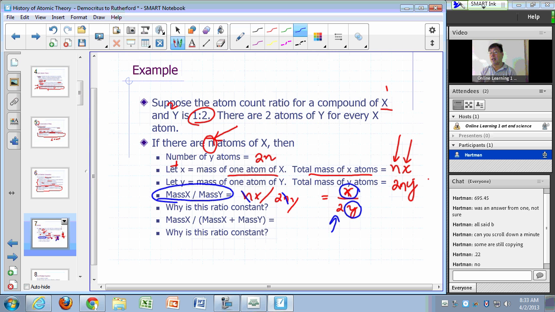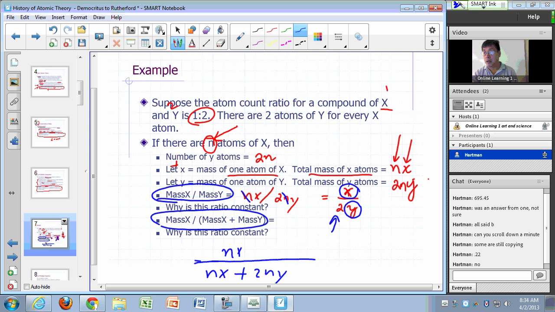So by assuming that the compound has a definite formula which reflects the count-to-count ratio of atoms, you can explain why the mass-to-mass ratio is constant. You can also explain why the percentage, or the fraction of the mass due to each element, is a constant, because what's the mass of X related to the total mass? Mass of X is nx. The total mass is nx plus 2ny, right?